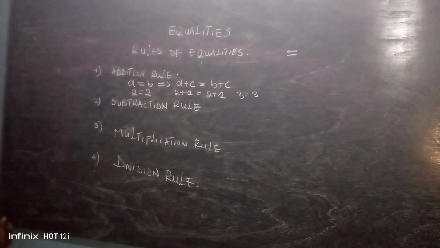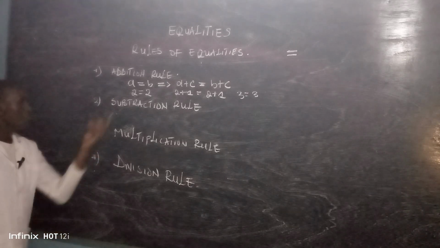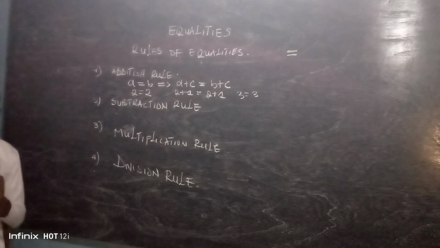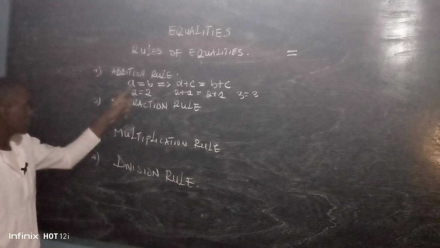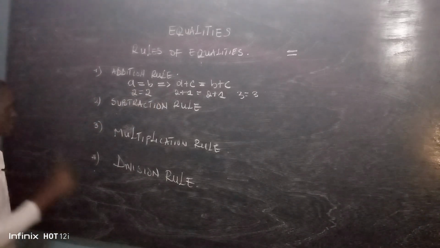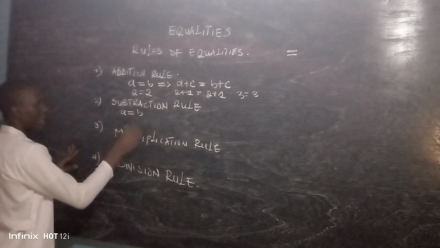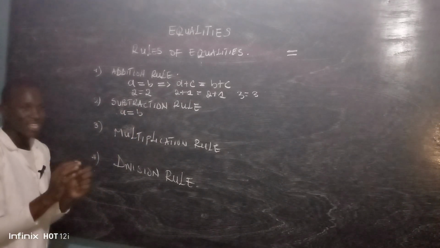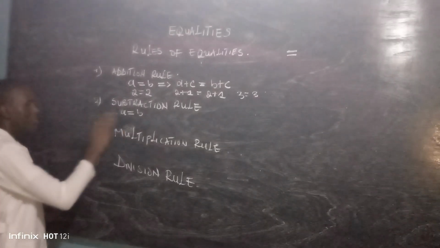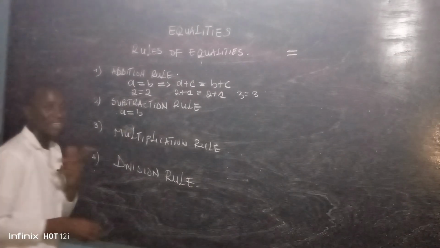Let's look at the subtraction rule. The subtraction rule says that if you subtract the same quantity on both sides of an equality, it does not affect the equal to sign. It leaves that mathematical statement unchanged. So if A equals B, and I subtract the same number on both sides of the equation, it might be a variable or a constant, it leaves that equality unchanged.